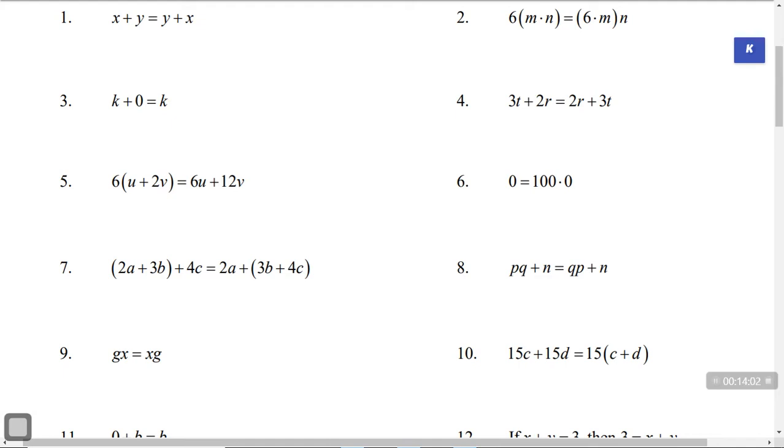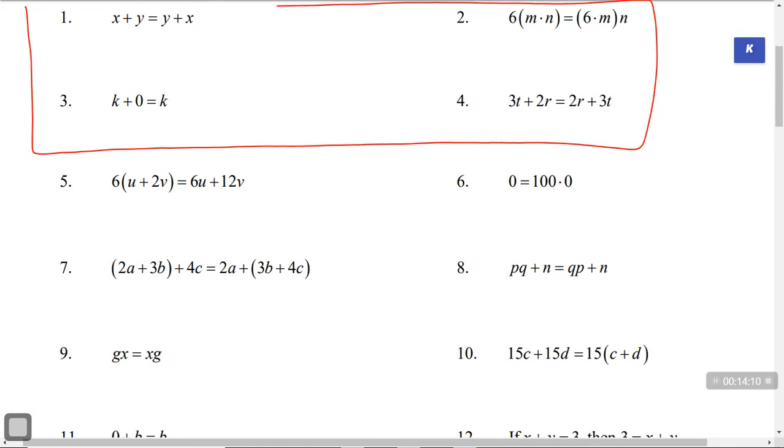All right, so pause it right now. Take a look at these first. Just take a look at the problems 1 through 4. Just do these ones right up here. Pause it, and then come back to me. See if you got those answers, and then we'll move on to the rest of the page.